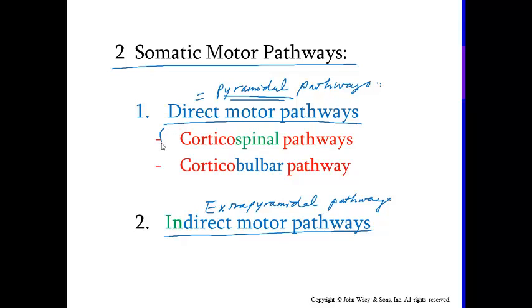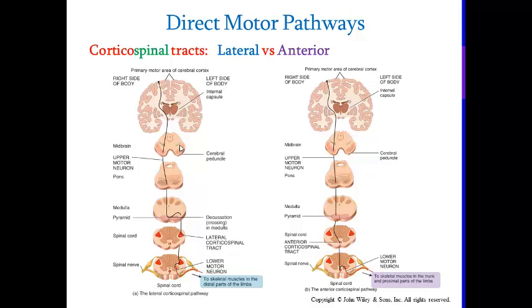And let's take a look at, for instance, direct motor pathways. So first over here, if we take a look at the direct motor pathways, we have the corticospinal tracts. So it starts from the cerebral cortex and goes to the spinal regions. Now there are the lateral and the anterior pathways. So let's first orient ourselves from the right and left. You're looking at a patient's, for instance, brain. This is the right side, this is the left side of the body.